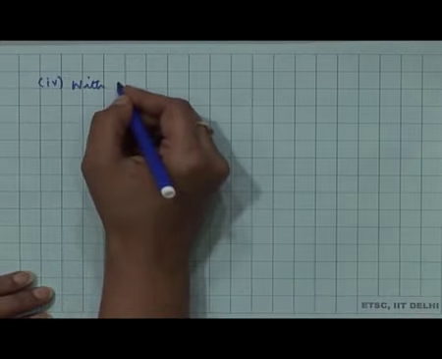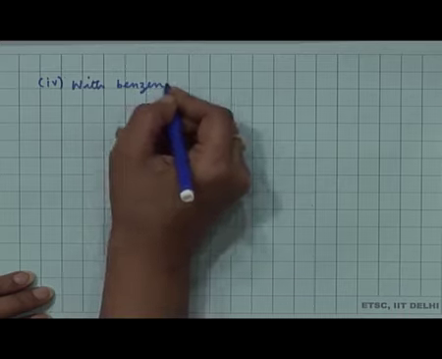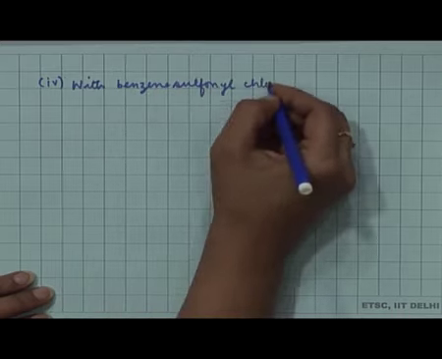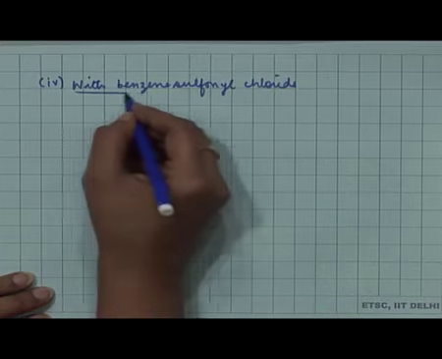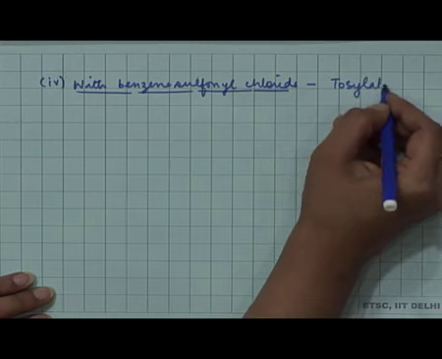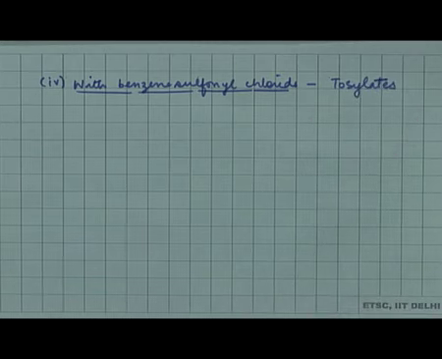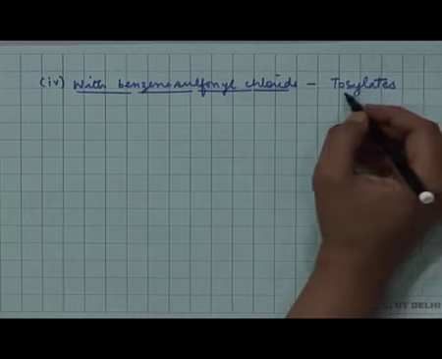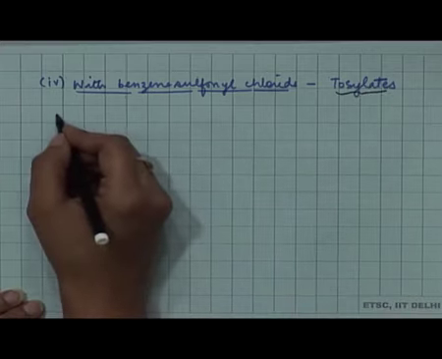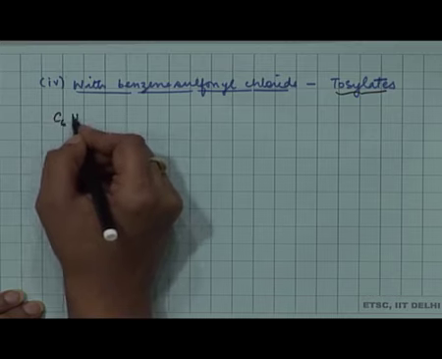Phenols can also be treated with benzene sulfonyl chloride, and in this case we get what we call tosylates. And the tosyl group is a very good leaving group, as you might have come across in the nucleophilic substitution reactions. So, to prepare these tosylates, this is what you do.